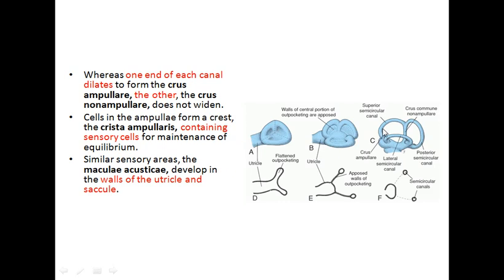Now the cells in the ampullae form a crest, the crista ampullaris. सही है, जो इसके अंदर होंगे ampullae में वो crista ampullaris होंगे, जिसके अंदर sensory cells होंगे for the maintenance of equilibrium, right? Similar sensory areas, the maculae acoustici, they develop in the walls of utricle and saccule, right?